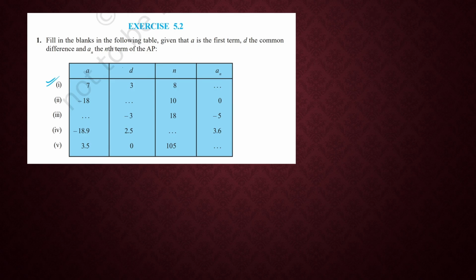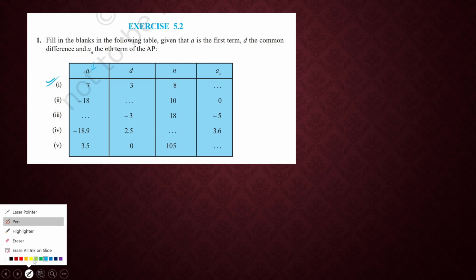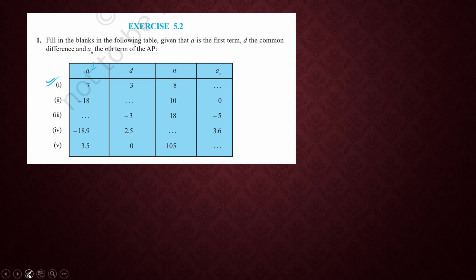They have given you the value of A, D. Okay. This is your first term. This is your common difference. N represents the term position. And AN represents the nth term. Now in this question they have given you the value of A as 7, D as 3, N as 8. You have to find the value of AN. Very simple. It's A plus, they have asked you to find the value of A8. A plus N minus 1 into D.